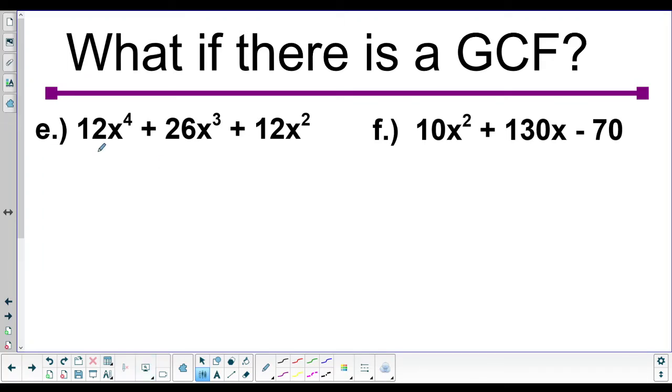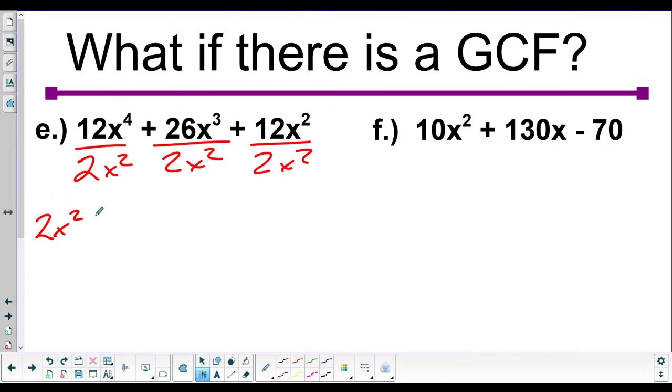So for this problem, we're gonna take out a 2 and an x squared because all of these have an x squared in them. So 2x squared, 2x squared, 2x squared. The 2x squared is our GCF and it goes in front. 2 goes into 12 6 times. We had 4, we took out 2, there's 2 left. 2 goes into 26 13 times. We had 3 x's, we took 2 out, there's 1 left. 2 goes into 12, still 6 times. We had 2 x's, we took them both out, no more x's.